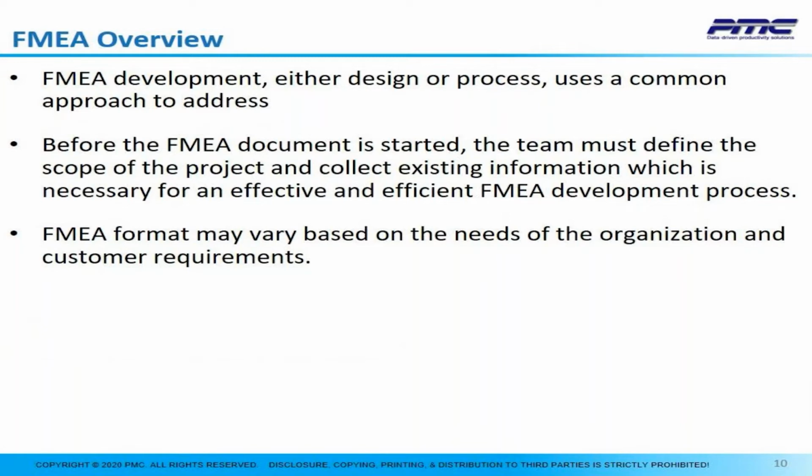FMEA format may vary based on the needs of the organization and customer requirements. The format should at a minimum address the functions, requirements and deliverables, failure modes when functional requirements are not met, effects and consequences of failure mode, potential causes of the failure mode, actions and the controls to address the causes of the failure mode, and finally, actions to prevent the recurrence of the failure mode.